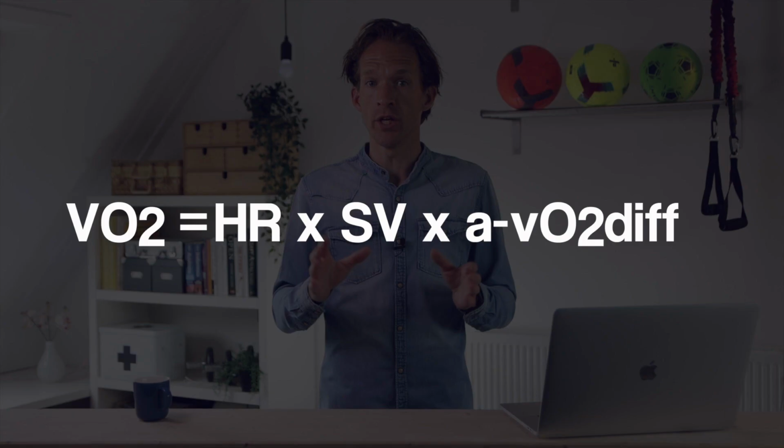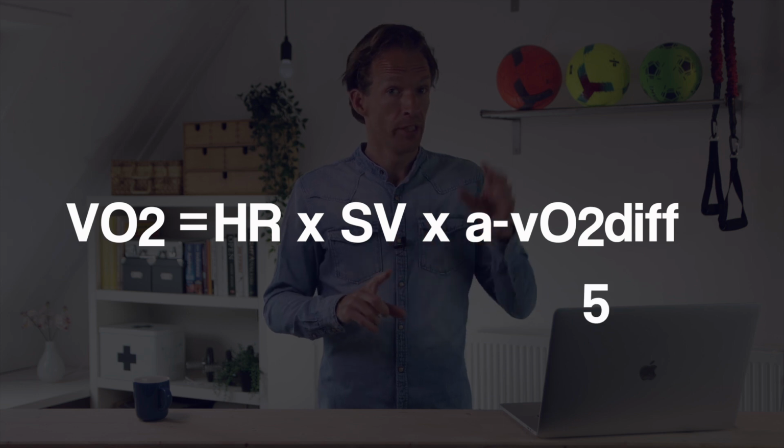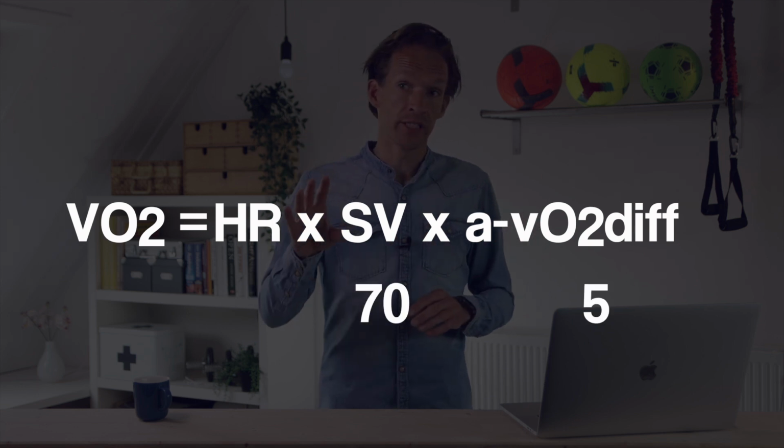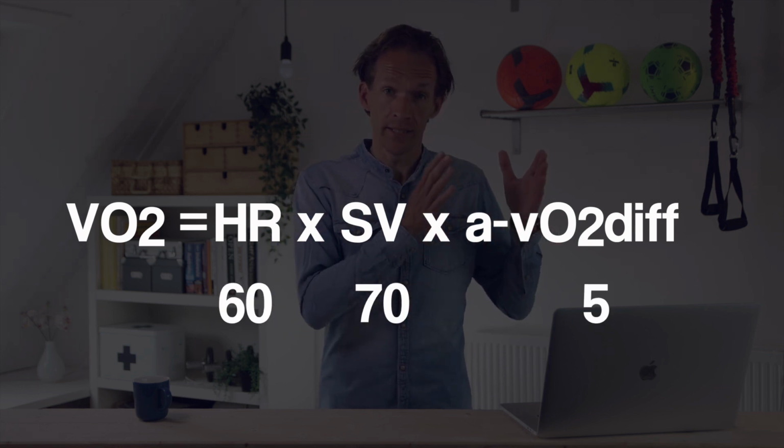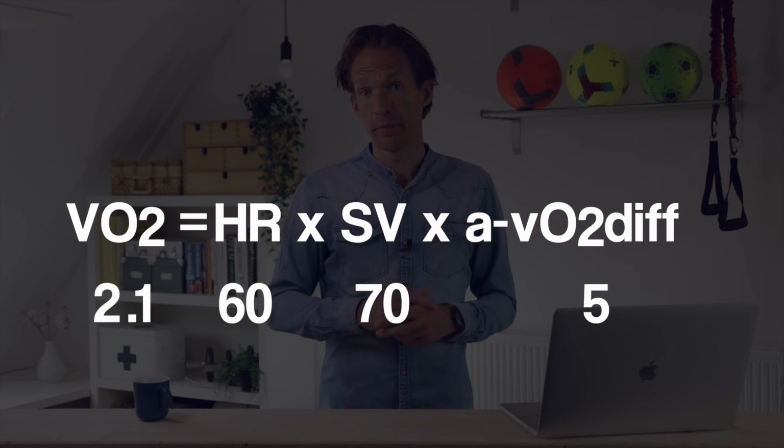For example, if we know that the AVO2 difference is 5, stroke volume is 70, heart rate is 60, we can calculate the VO2 to be 2 liters per minute. As a physio, you would normally not have measurements of AVO2 difference or stroke volume, but this equation still allows you to reason towards stroke volume, just by measuring heart rate.